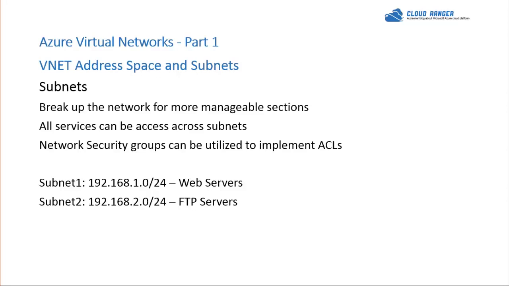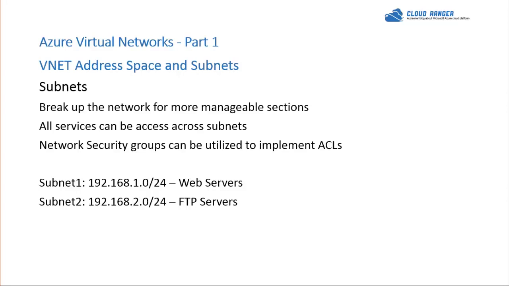There is a feature that Microsoft recently came out with called network security groups, which can be utilized to implement access control lists. So you can have two subnets and they can talk to each other, but you can have access control lists that prevent certain services from being accessed outside the subnet or the virtual machine, if you configure the access control list to do so.